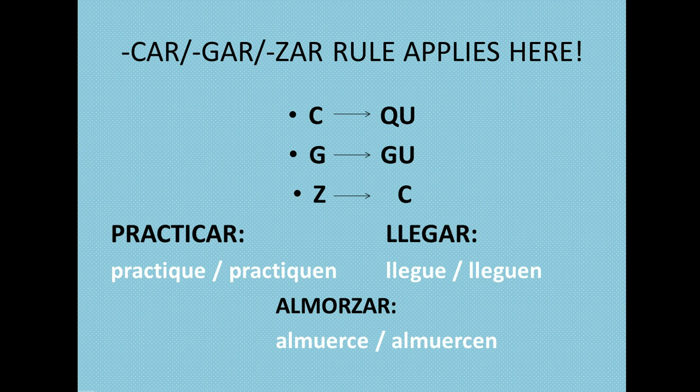So if you look at almorzar, this is a boot verb, and we also have to change that Z to a C in our command form. So there's two things that are a little different here. So I want you to make sure that you write down all of these and that you know that the CarGAR and ZAR rule that usually only applies to the preterite tense also applies to these usted and ustedes commands.